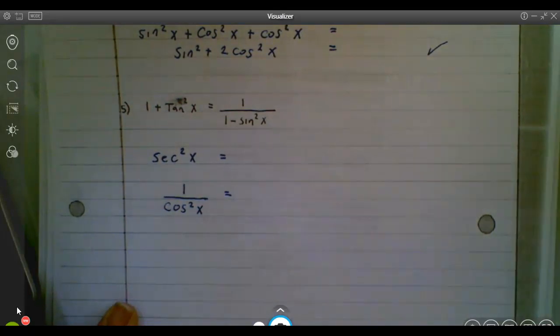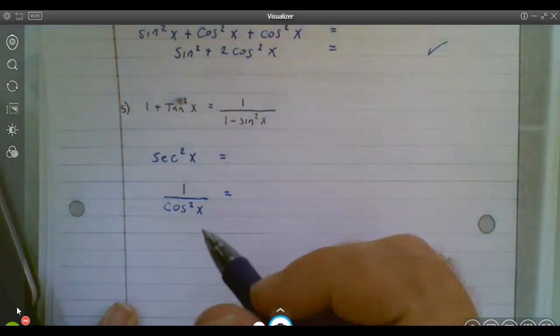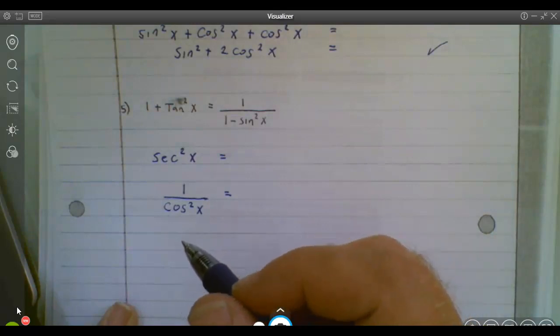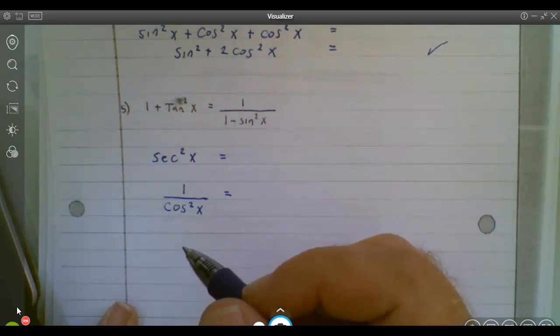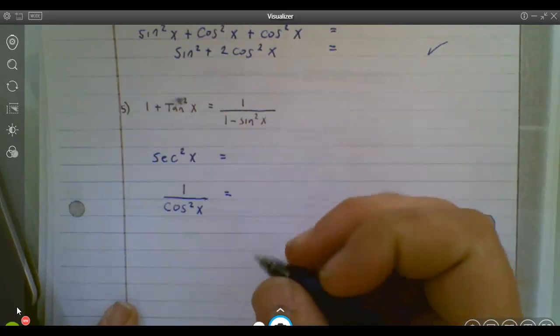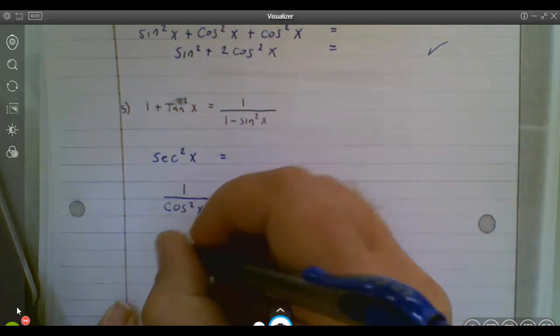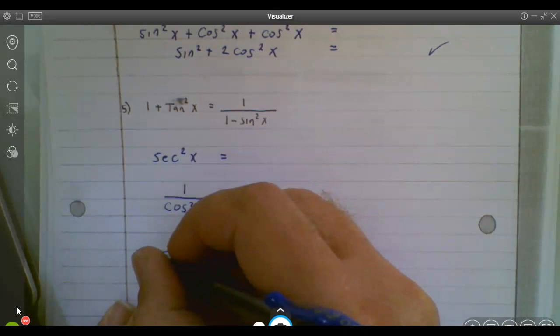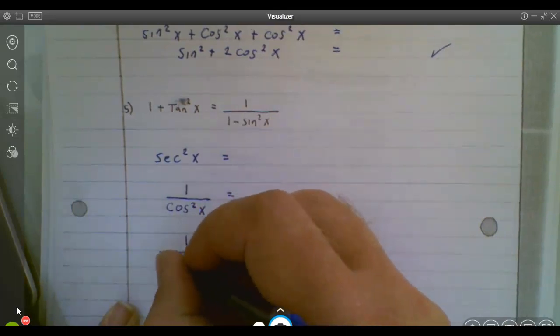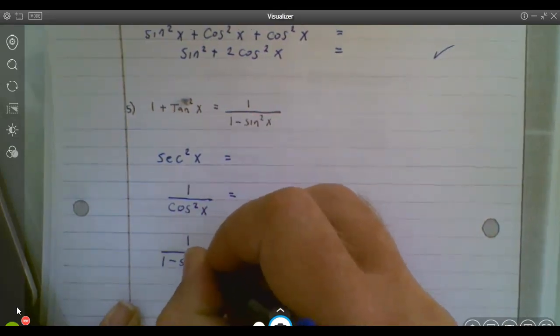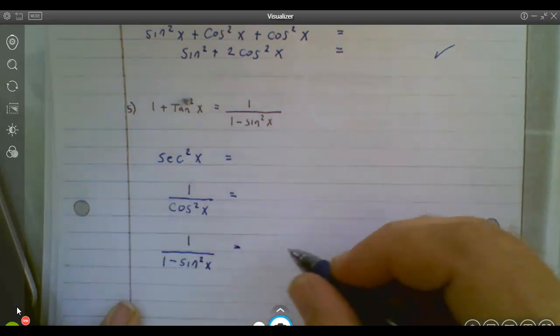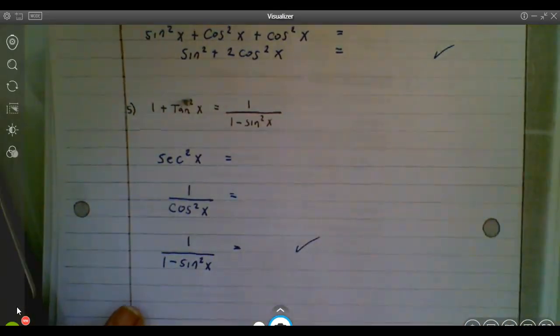And then going back to the original Pythagorean identity, which says sine squared plus cosine squared equals 1, within that identity, if I isolate the cosine squared, then I know that cosine squared is equal to 1 minus sine squared. So I can replace cosine squared with 1 minus sine squared. And just like that, left side equals the right side, so we're good to go.